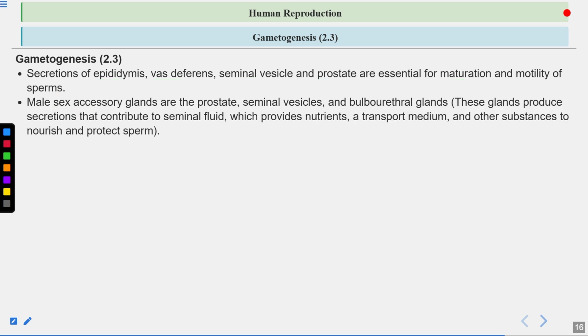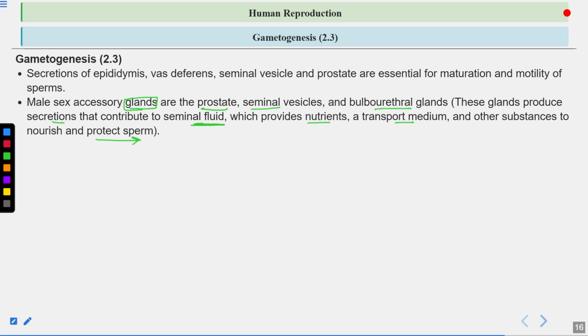Now, male accessory glands. What are the main accessory glands? There are three male accessory glands: prostate gland, seminal vesicles, and bulbourethral gland. These glands produce secretions that contribute to seminal fluid, which provides nutrients, transport medium, and other substances to nourish and protect the sperms. So secretion of these accessory glands is very important. Secretion of these glands is known as seminal fluid or seminal plasma, which is the major component of the semen.